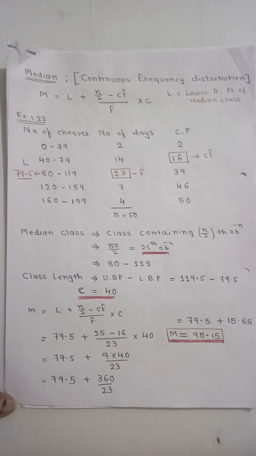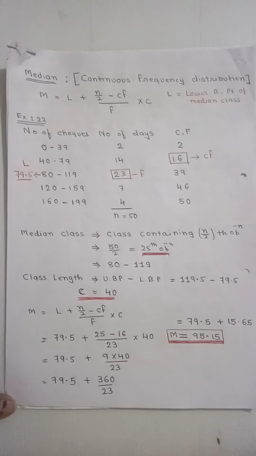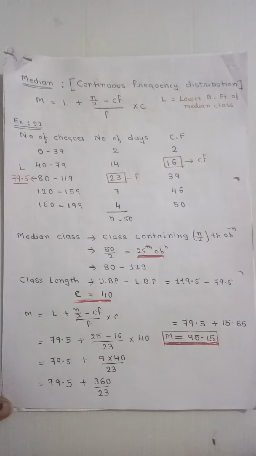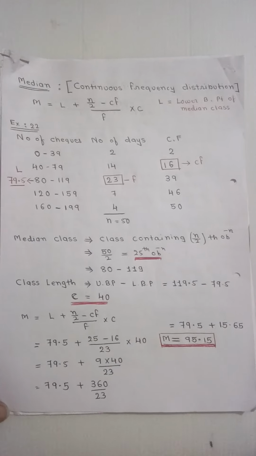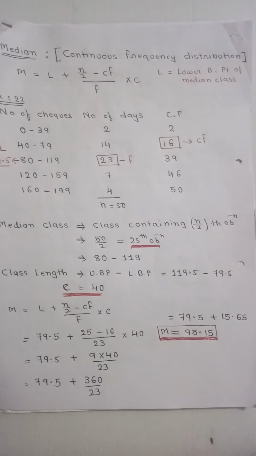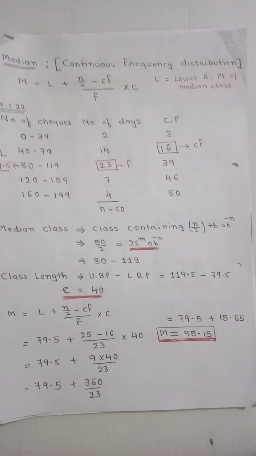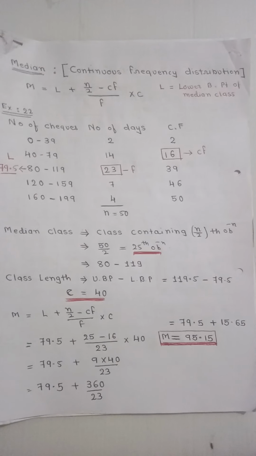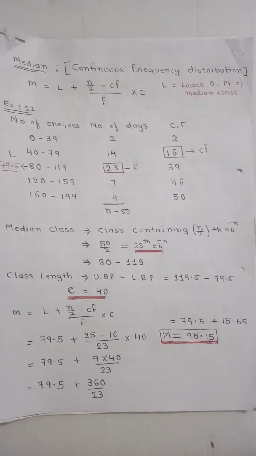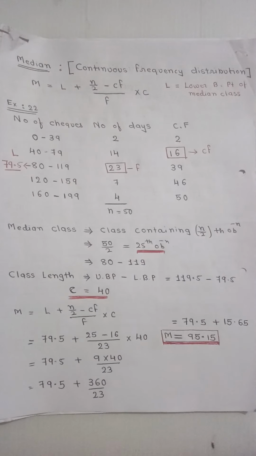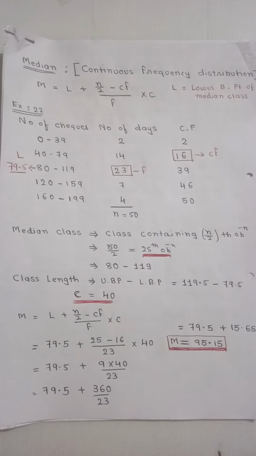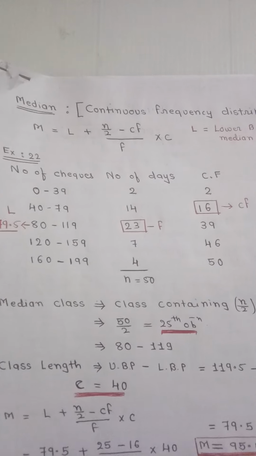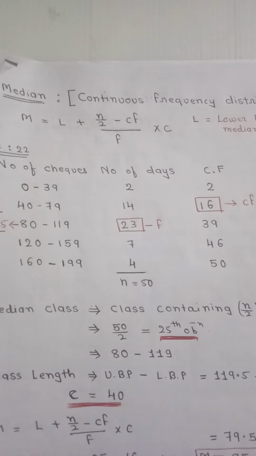Now let us see median. I have already explained median of ungrouped data and discrete grouped data. Today we will learn continuous grouped data. Now the median formula is M = L + ((N/2 − CF) / F) × C, where L is the lower boundary point of the median class.